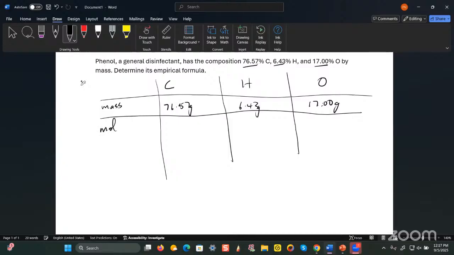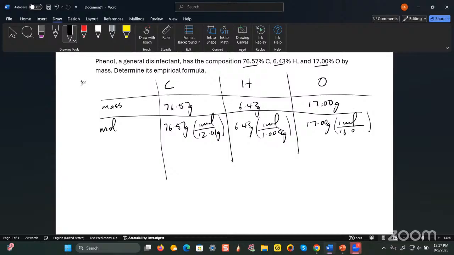And by now, we all know how to do that, right? Basically, to convert from grams to moles, we divide the grams by the respective molar masses of the different elements. In the case of carbon, that would be 76.57 grams multiplied by 1 mole over the molar mass of carbon, which is 12.01 grams. In the case of hydrogen, 6.43 grams, we multiply that by 1 mole over 1.008 grams. And then finally, in the case of oxygen, 17.00 grams, we multiply that by 1 mole over 16.00 grams, right?